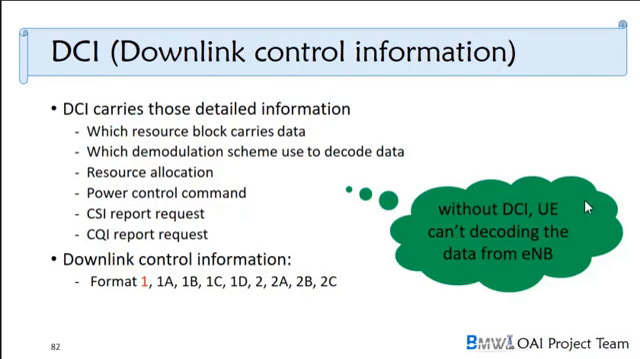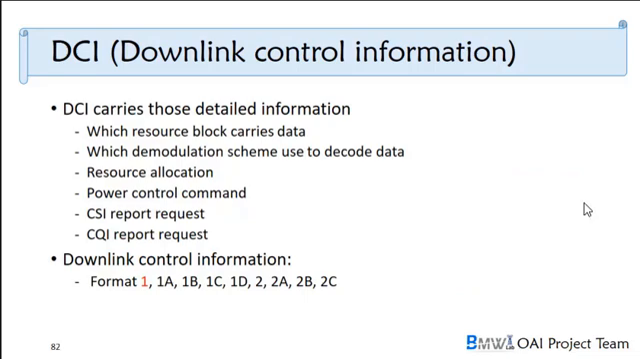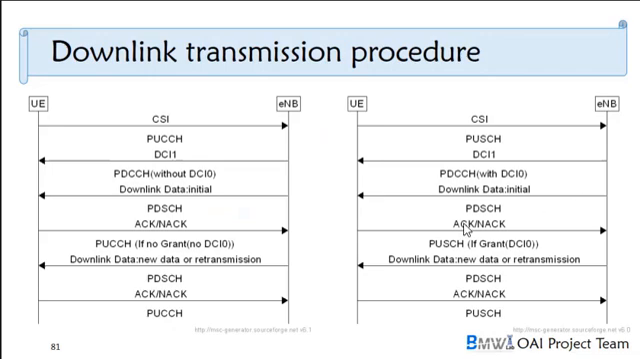And for the DCI, for the downlink, it has format 1A, 1B, 1C, 1D, 2A, 2B, and 2C. And for the downlink scheduling, format 1 is the most important. Like this picture, DCI 1.